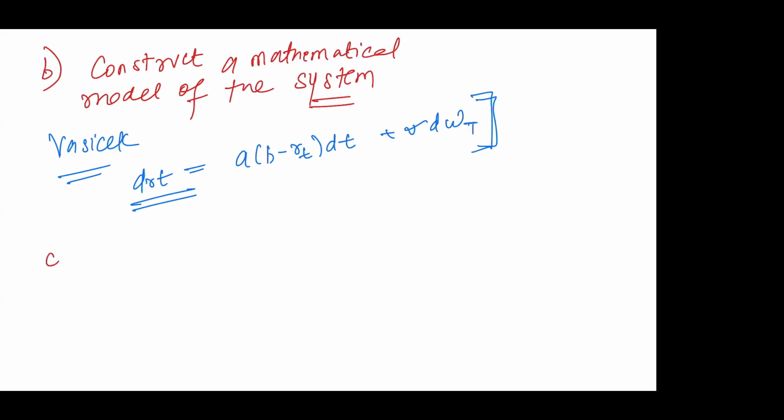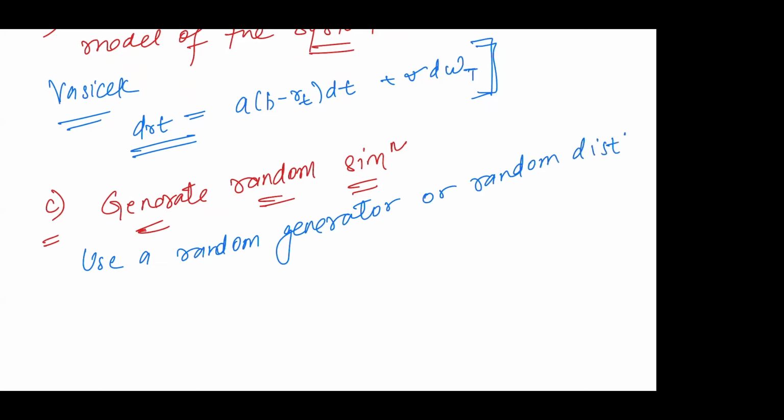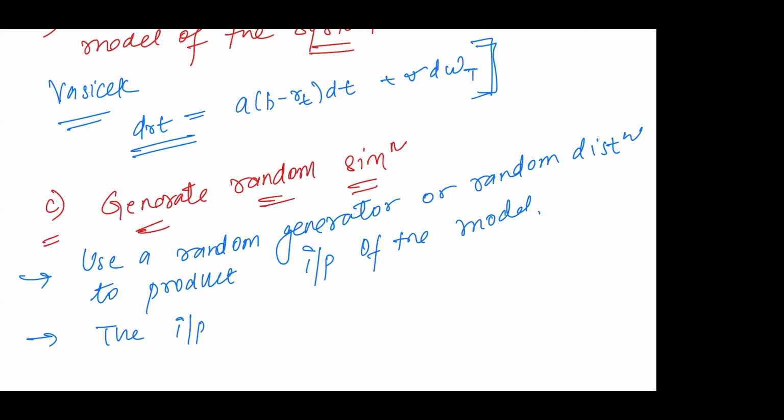Third is generate random simulations. What do I mean by that? You should use a random generator, or basically random simulations, to produce input for the model. These inputs should reflect the uncertainty and the distribution of the underlying variable. So basically use a random generator or random distribution, whatever the case is, to produce the inputs of the model. These inputs should actually reflect the uncertainty and the distribution.